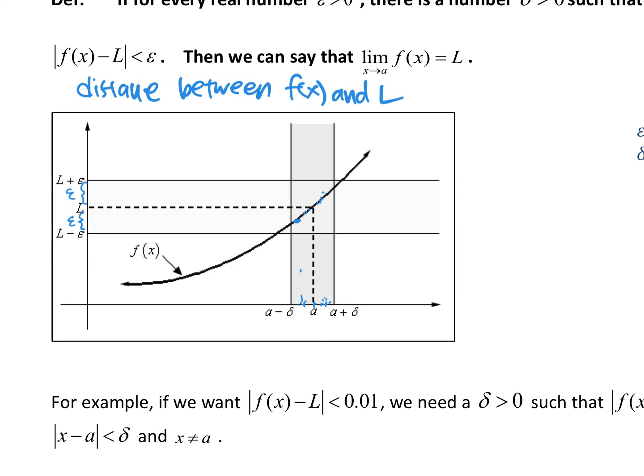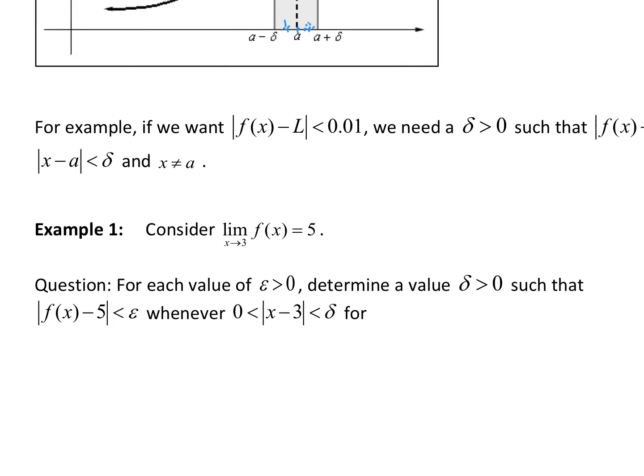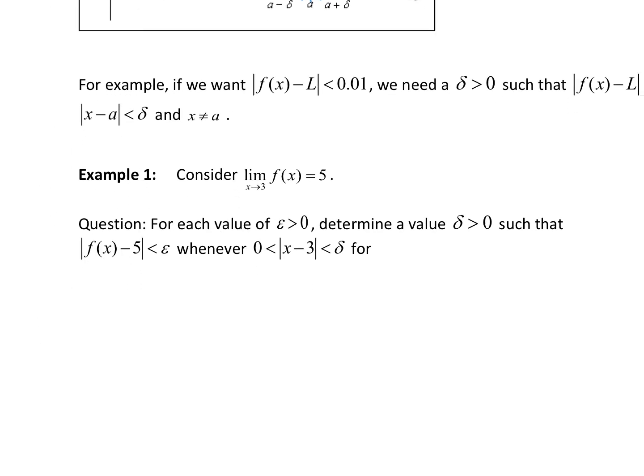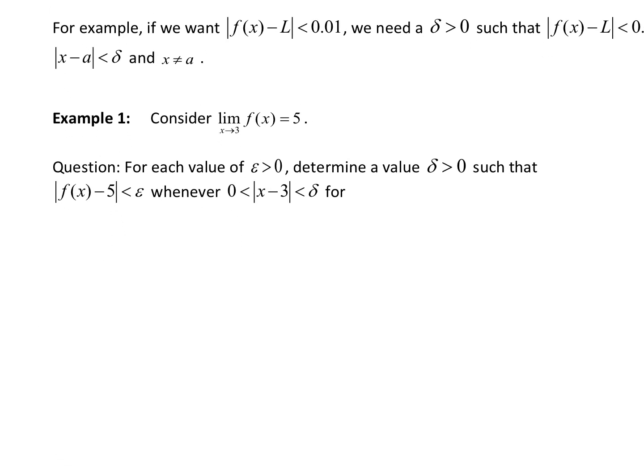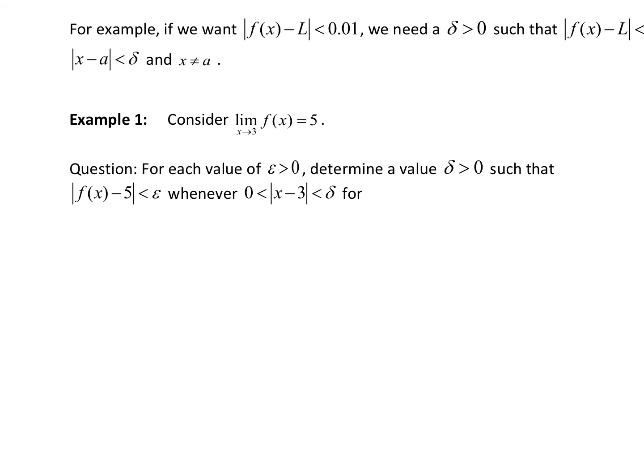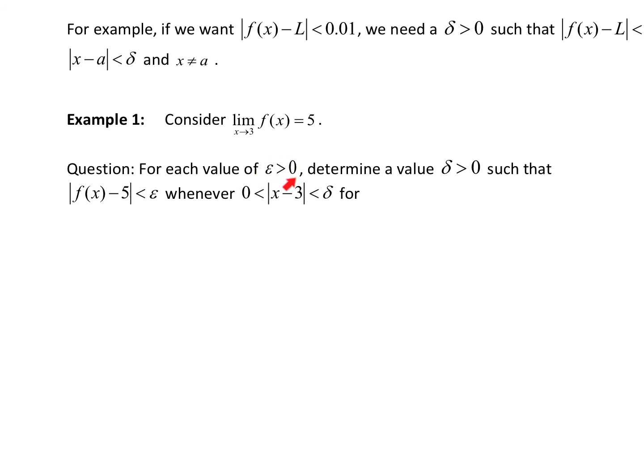So let's look at some examples with actual numbers in it. Let's look at example 1. Consider the limit of f of x as x goes to 3 is equal to 5. The question is, for each value of epsilon, determine the value of delta. So delta is the number we want to find, such that the absolute value of f of x minus 5 is less than epsilon whenever the absolute value of x minus 3 is less than delta.